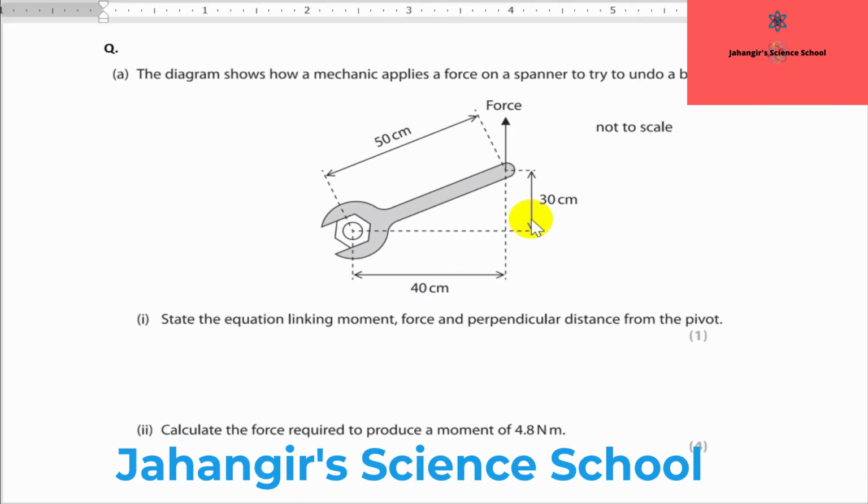Hello my dear student, let's start an IGCSE O level exam oriented question. It is an Edexcel question. The diagram shows how a mechanic applies a force on a spanner to undo a bolt. State the equation linking moment, force and perpendicular distance from the pivot.